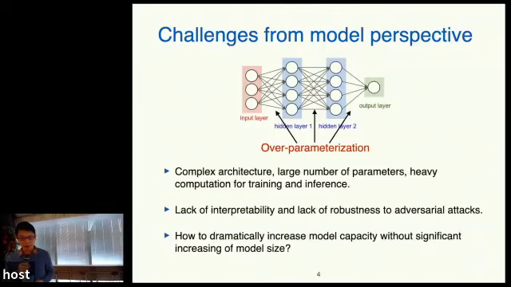So our question is how to dramatically increase the model capacity. That means we want to have a similar model capacity, but we don't want to increase the model size significantly.